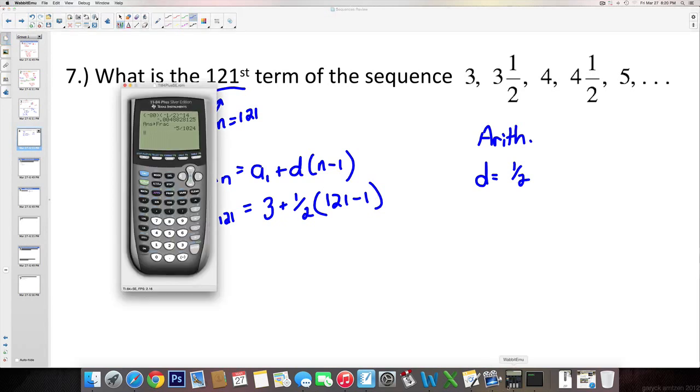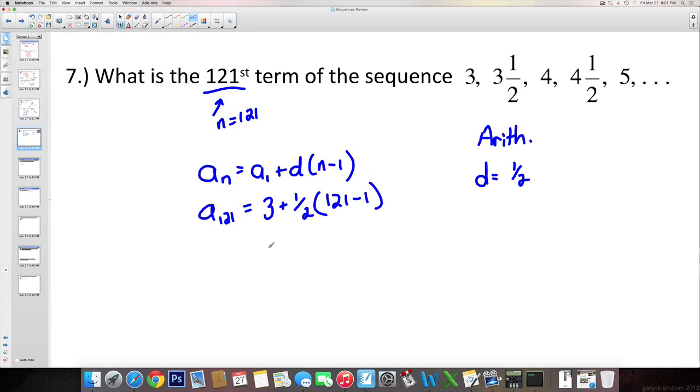So once again, let's go ahead and put that right in. 3 plus a half times 120, and we get 63. So the 121st term is 63. For this type of question, you really need your formula. I can't imagine you want to keep adding a half 121 times. You'll be there forever. So you really do need to know your formula.